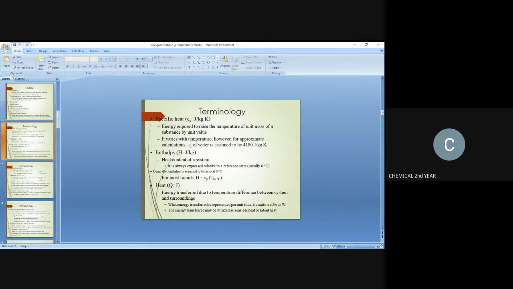Next, heat. It is represented as Q and the unit is joules. It is defined as the energy transferred due to temperature difference between the system and the surroundings. When energy transferred is expressed per unit time, its unit is joule per second or watt. The energy transferred may be utilized as sensible heat or latent heat.